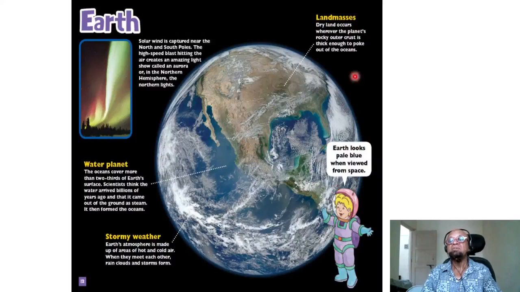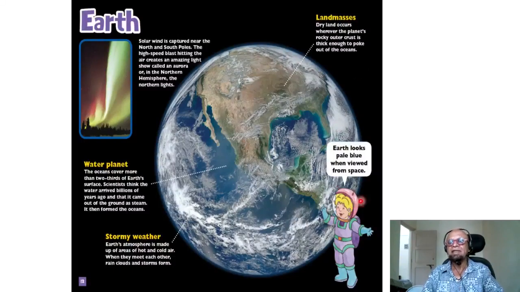Okay, so remember that dry land occurs now wherever the planet's rocky outer crust is thick enough to poke out of the oceans. I have podcasts on the structure of the Earth if you want to follow up, but here let's just stick to the weather and climate.